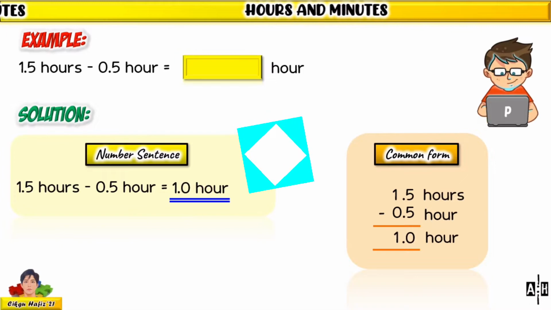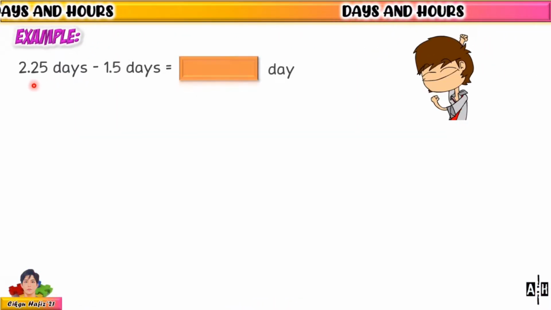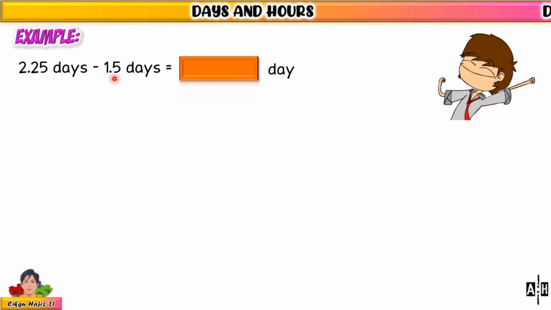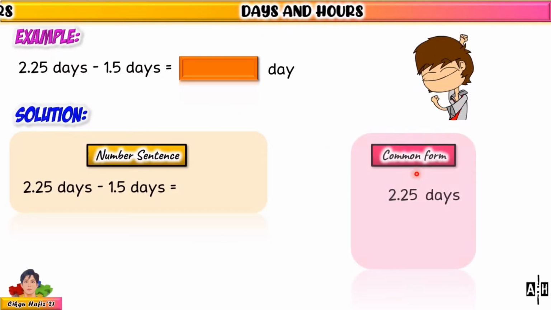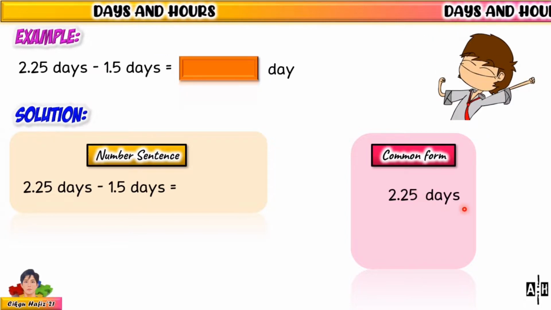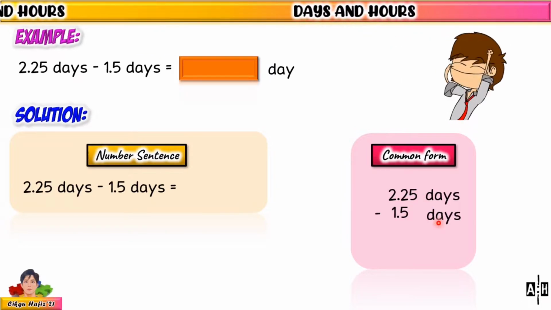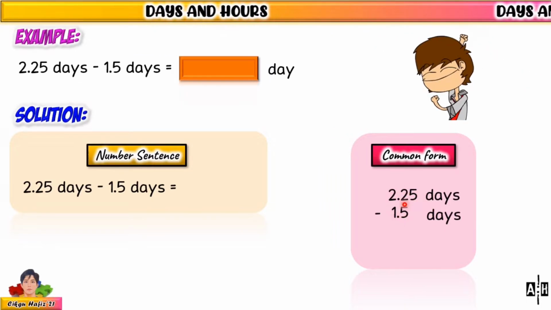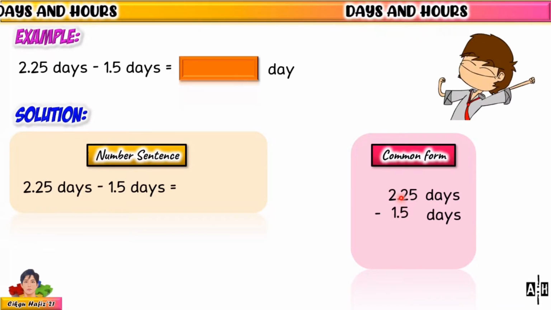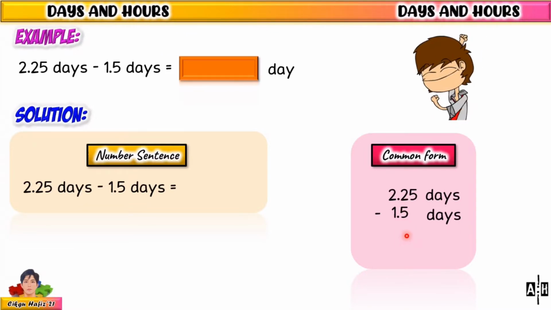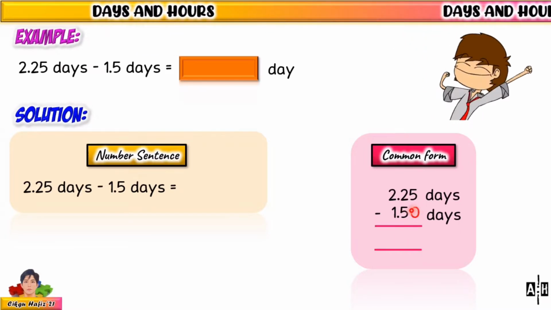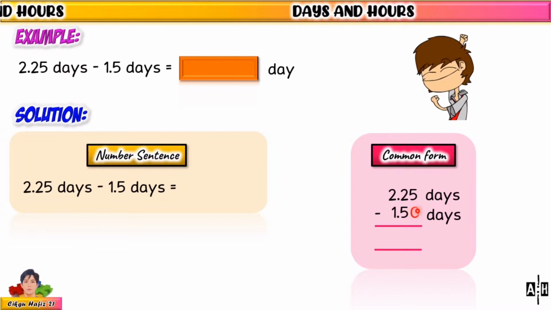Days and hours. Example, 2.25 days minus 1.5 days equals how many days? Okay, for the solution, we're using common form, 2.25 days minus 1.5 days. If we look here, the decimal points must be aligned from top to bottom. Okay, don't let them be zigzag like that, it's not allowed. And then we add 0 here. Okay, we add 0 here.